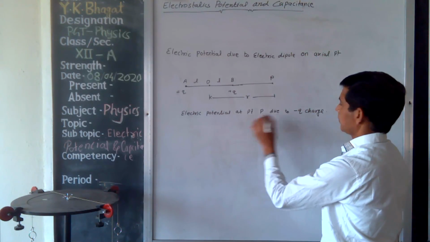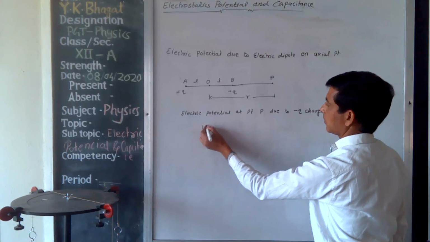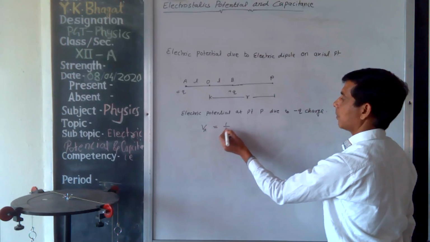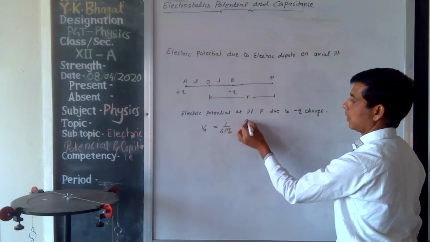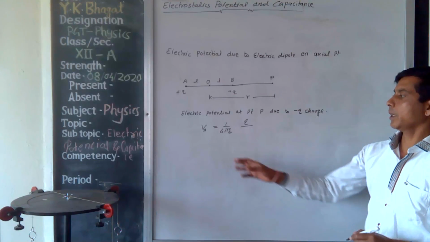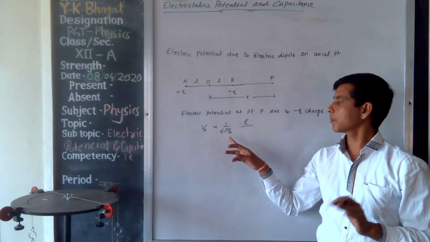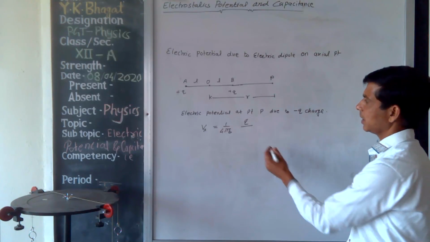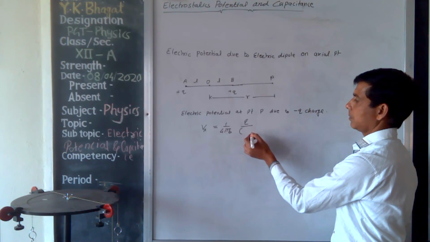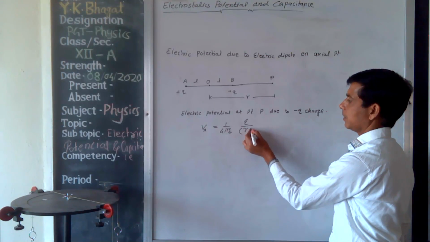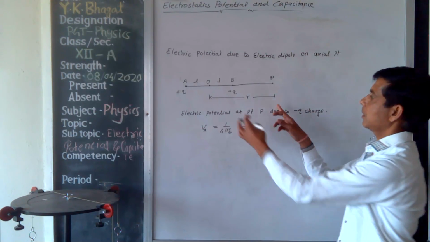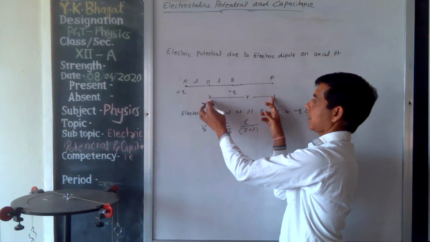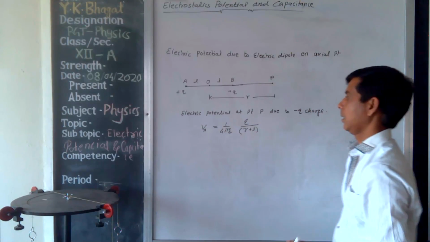Electric potential due to minus q charge will be VA equal to 1 upon 4 pi epsilon naught. We know that the formula for electric potential is 1 upon 4 pi epsilon naught q upon r, single r, not r square. Here the distance will be r plus L. Why r plus L? Because the distance of point P from A will be that r plus that L. Equation number 1.